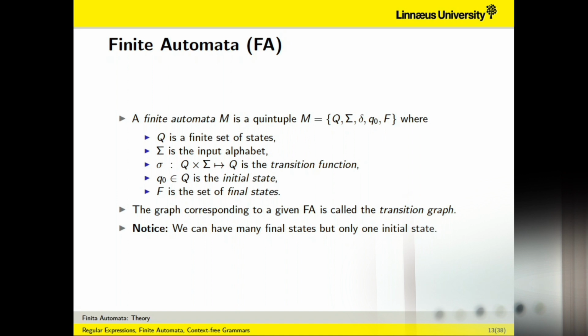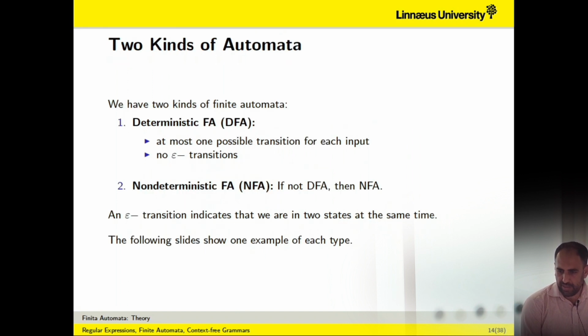And then you also need some initial state in your automata, and you also need a set of final states. The only thing that you need to remember is that for each valid finite automata, the starting state or the initial state will be only one, but there can be more than one final state. We will see how we can get more than one final state. And also, we have 2 types of finite automata: deterministic and non-deterministic.